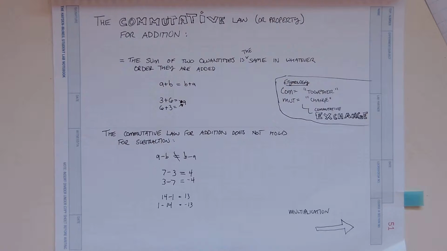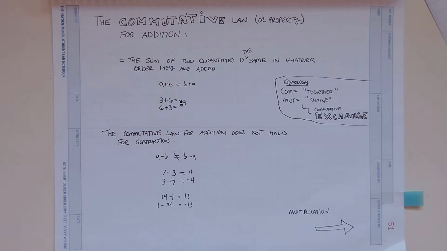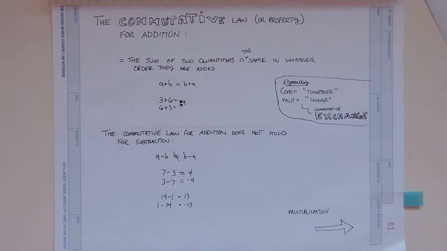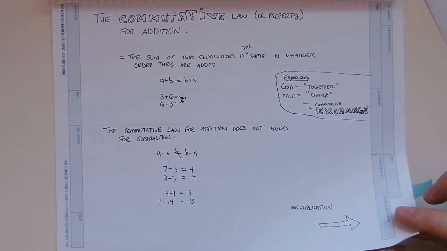The commutative law for addition does not hold for subtraction. We can see that expressed here as a - b does not equal b - a. Some real life examples are provided here, like 7 - 3 = 4, but 3 - 7 = -4, so they don't equal the same thing. So this is the commutative law or property for addition.